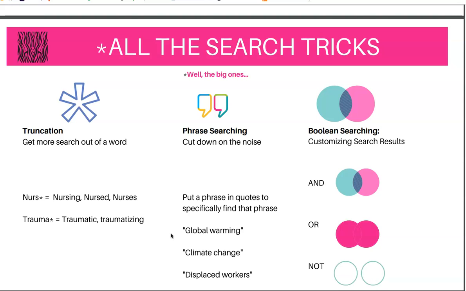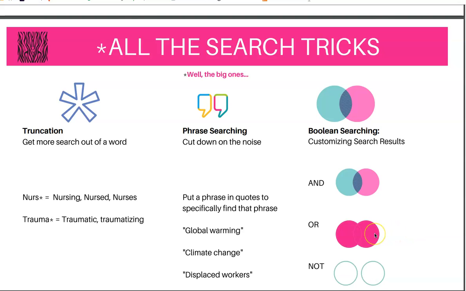Now, Boolean searching. If I use these little Zen diagrams, I call them Zen diagrams sometimes, but they're actually Venn diagrams. When you use AND, suppose we had global AND warming, this is going to find those things where they overlap. If we had global OR warming, it's going to find all the global and all the warming in one place. They don't have to be together. It's just going to put the whole search in one place.